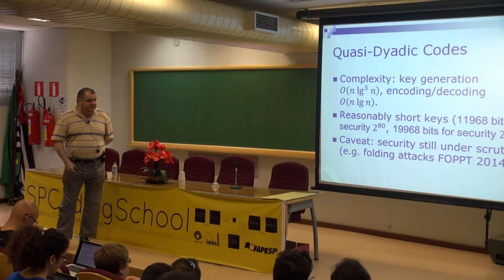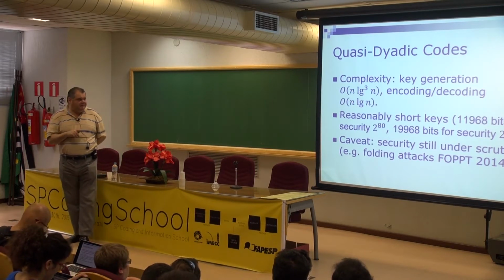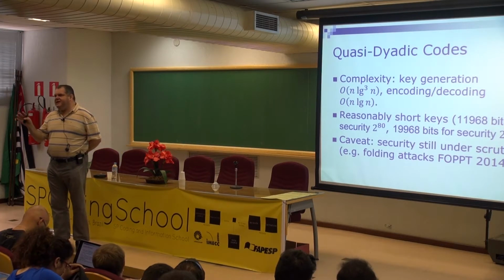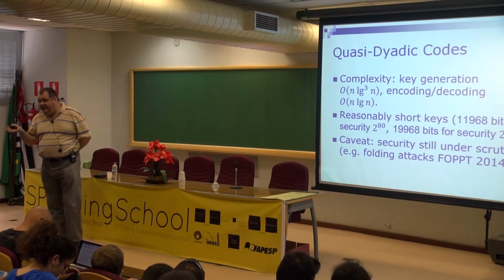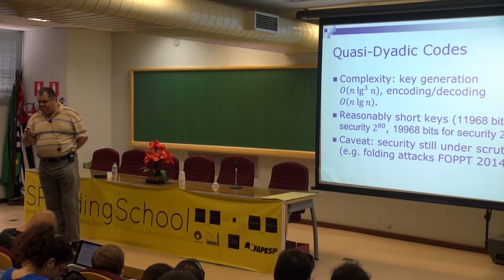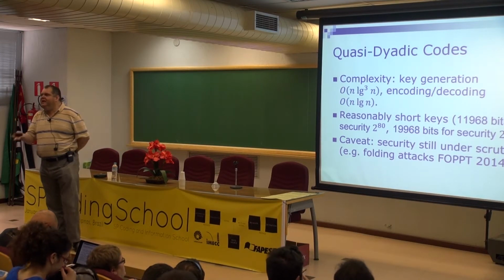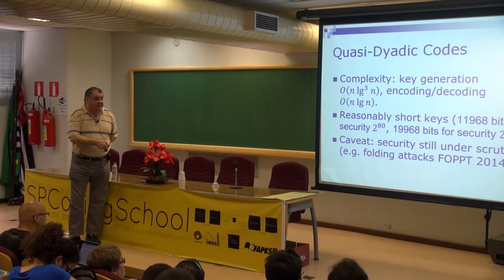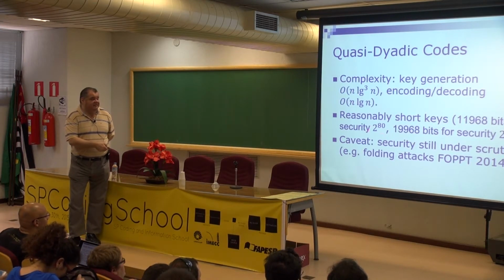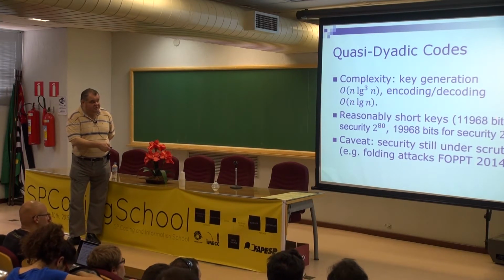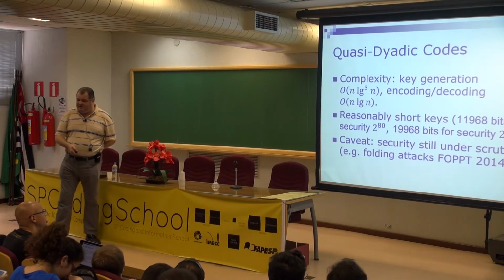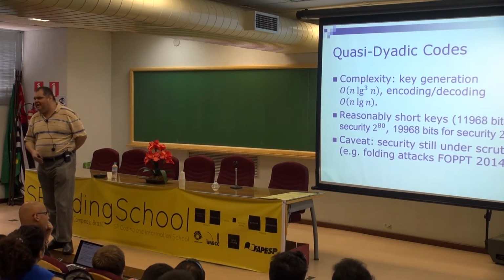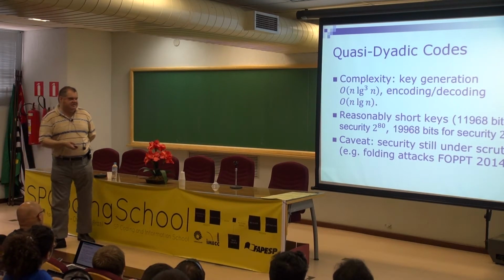However, security is still under scrutiny. We have to increase key sizes a bit. They remain small, but not as small as we would like them to be. For instance, an RSA key at this security level would be only 1,024 bits long. It's 12 times larger than an RSA key.